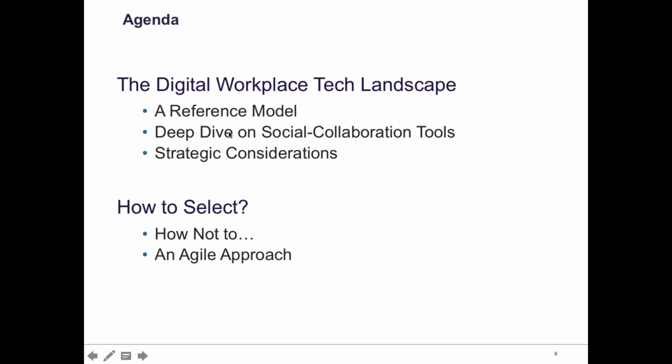So what we're going to talk about a little bit is the overall context of the digital workplace technology landscape, and then do a deep dive on social collaboration tools, including both functional and strategic considerations, and then finish up with the last 10 minutes or so with how do you actually go about selecting these tools, how not to, and then how to take a more design thinking approach to this that we've been elaborating over the last 16 years.